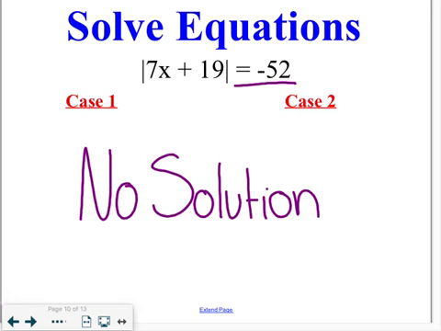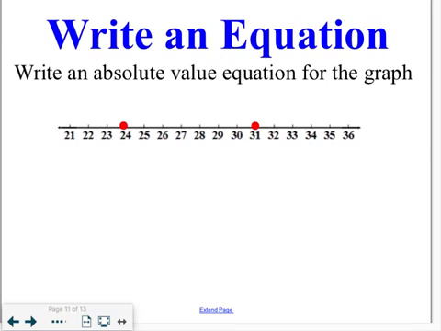Last thing we're going to talk about with our absolute values is how to go from the graph to the equation. So they're giving us the solution graph and they want us to figure out the absolute value equation. There are a few steps that you need to do here in order to solve this problem. First thing we need to do is find the middle. So we need to find what number is going to be in the middle of our two answers. We can do this by adding up our values.